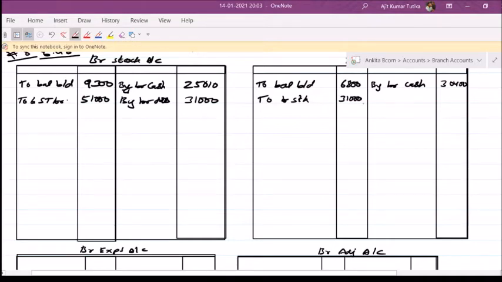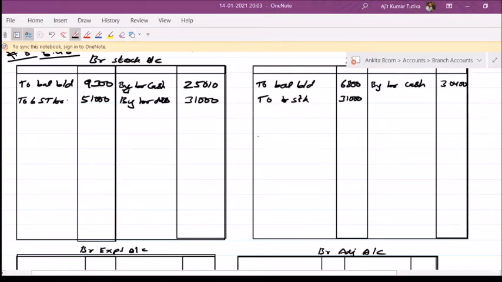Now otherwise this has to be written in branch cash account. If you want to open a branch cash account, that's absolutely fine, but whatever money is there in the branch cash account will anyway go to the head office, and he is not asking you balance sheet or anything, so you don't have to show the figure of how much is sent to the head office by the branch.